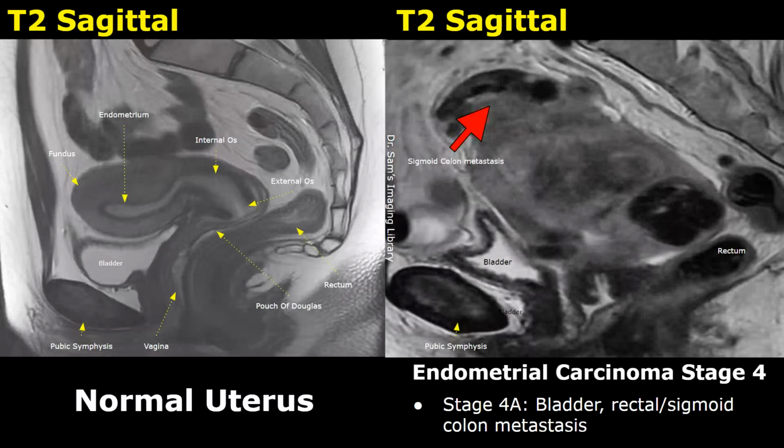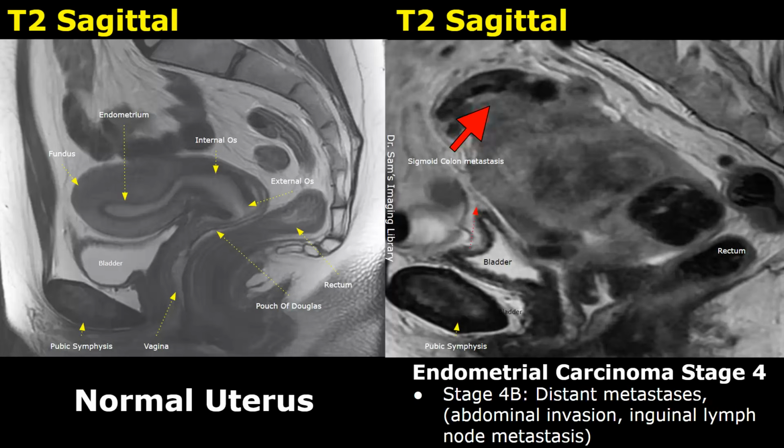Stage 4A involves bladder or rectal or sigmoid colon metastasis. In this image, there is sigmoid colon metastasis. The cancer has spread to the sigmoid colon. In stage 4B, there will be distant metastasis. This could be abdominal invasion or inguinal lymph node metastasis.